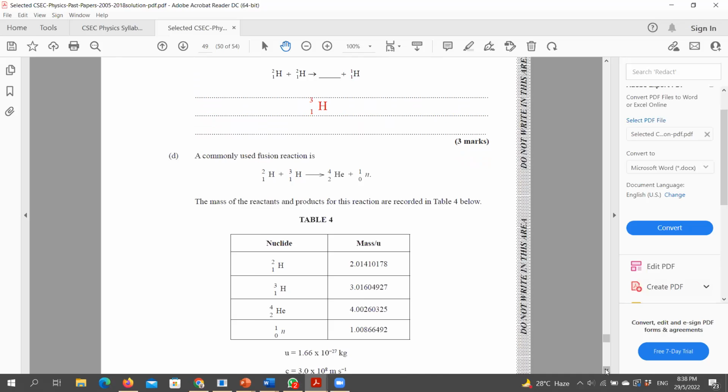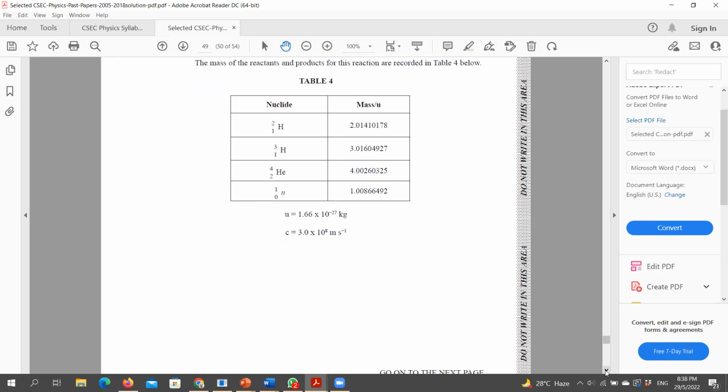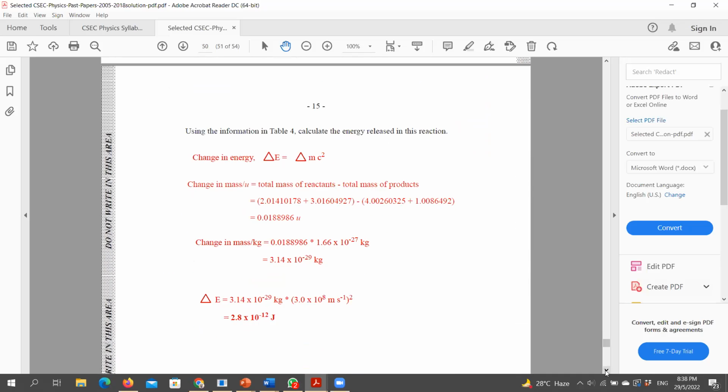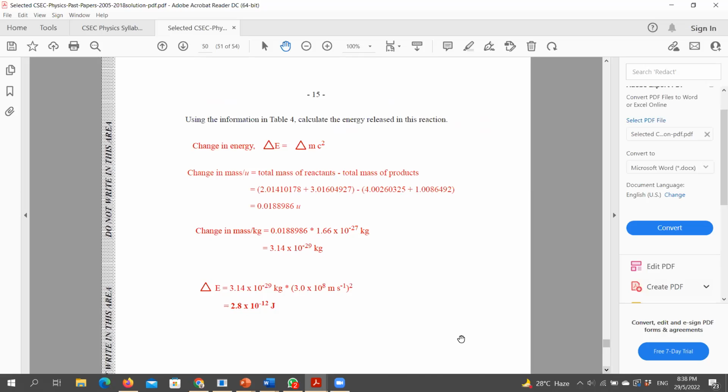They want us to calculate the energy release from such a reaction. Again, we apply Einstein's equation. Delta E, change in energy, is equal to change in mass times the speed of light squared. We work out the change in mass in terms of atomic mass unit.